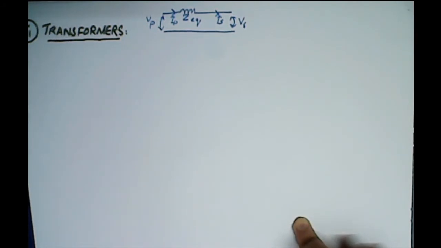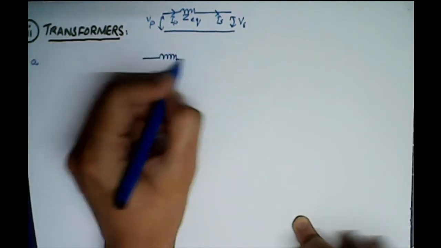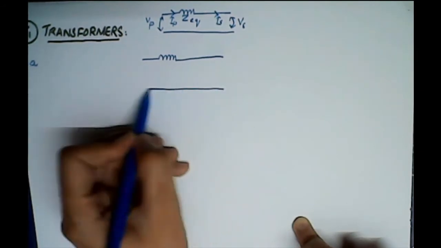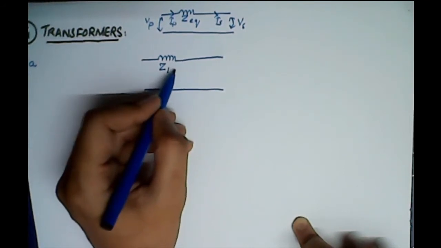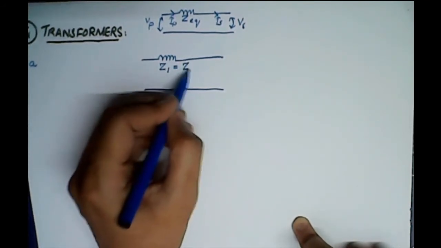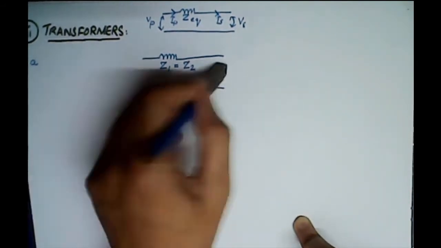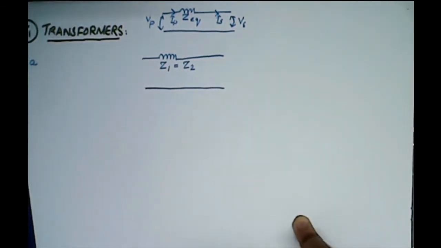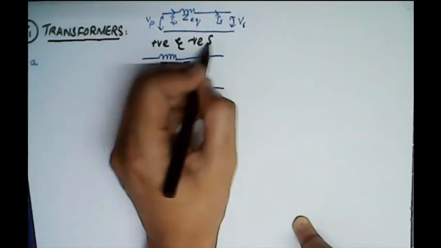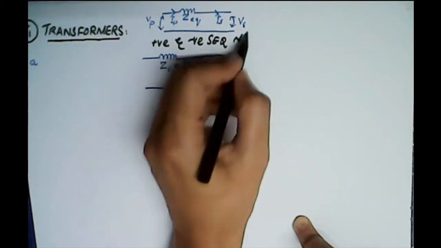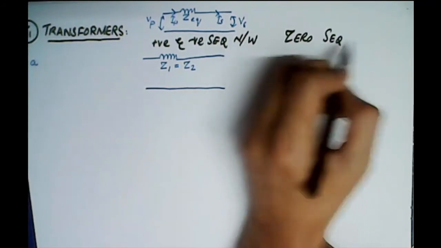That is, the positive as well as negative sequence impedances or sequence networks will be the same. Let's consider any transformer, right? The positive and negative sequence network will be like this. This one is Z1 or Z2. This is positive as well as the negative sequence. Both networks will be the same with voltages and the currents, right? This is the positive and negative sequence network, and then we have the zero sequence network.